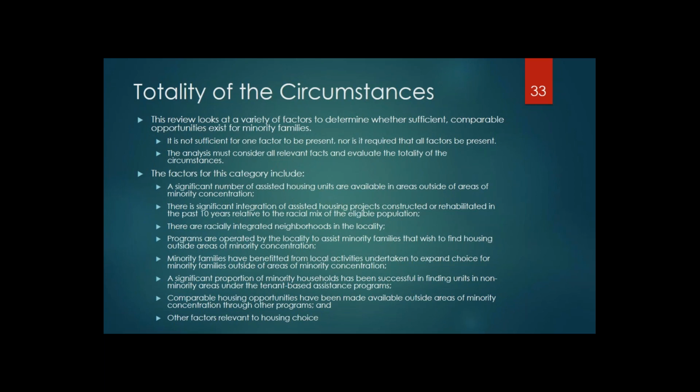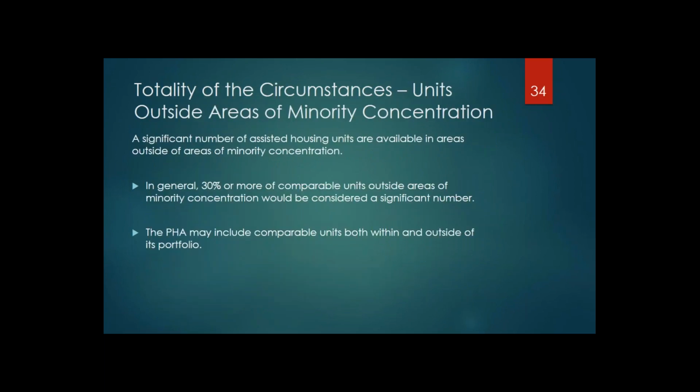So the first factor to consider is that there are sufficient comparable opportunities for low-income families outside of areas of minority concentration. The first one is a significant number of assisted housing units. A significant number of assisted housing units are available in areas outside of areas of minority concentration. The RAD Civil Rights Notice states that in general, 30% or more of comparable units outside of areas of minority concentration would be considered a significant number. To calculate 30%, the RAD Civil Rights Notice allows a PHA to consider comparable units both within their portfolio and outside of their portfolio.